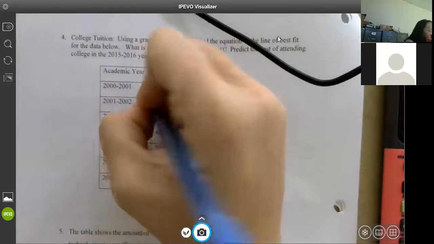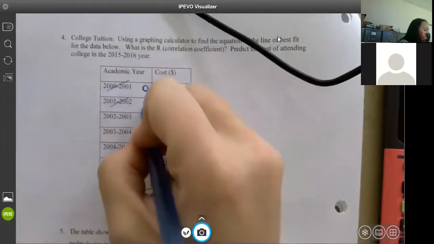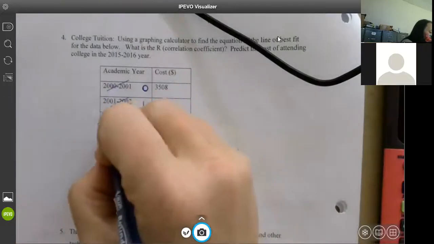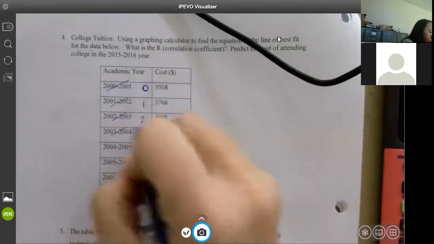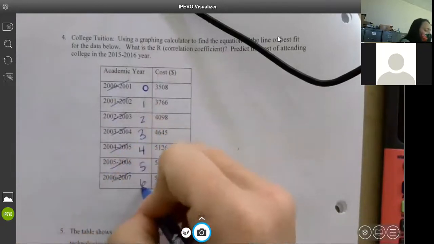All right, so what happens if you get a chart like this? Because I can't put this in L1. So what you do is you just start it like this. Your first one is going to be 0. Your next one is going to be 1. Your next one will be 2. Because they go in order, they don't skip. 3, 4, 5, and 6. All right, put those values in your chart.